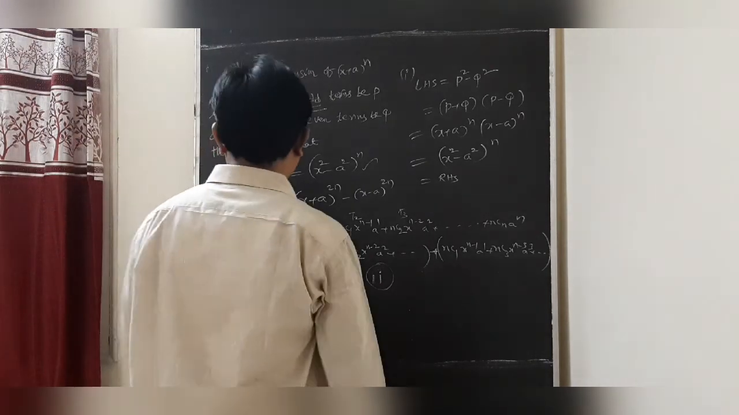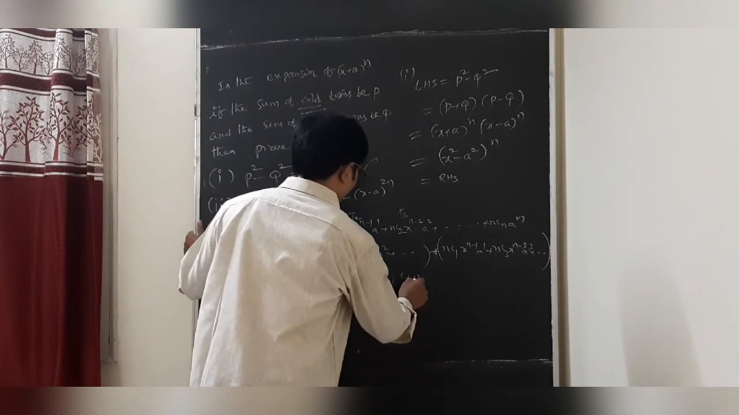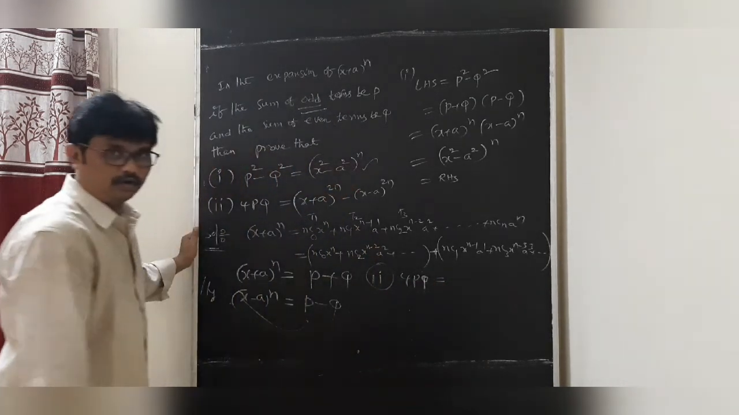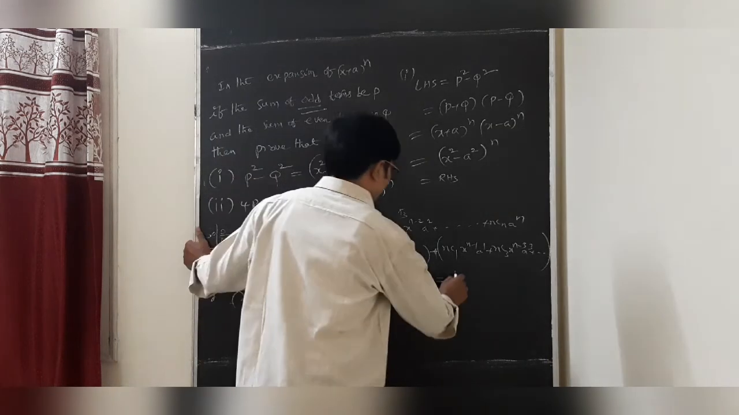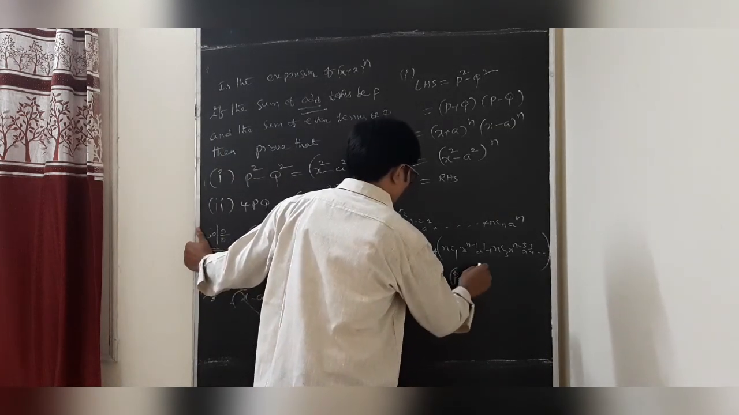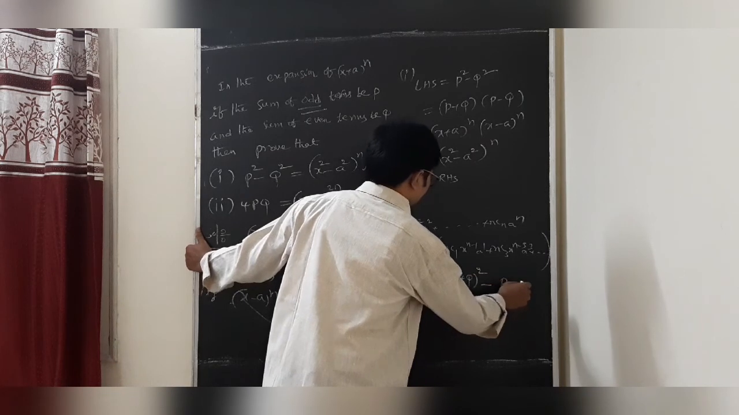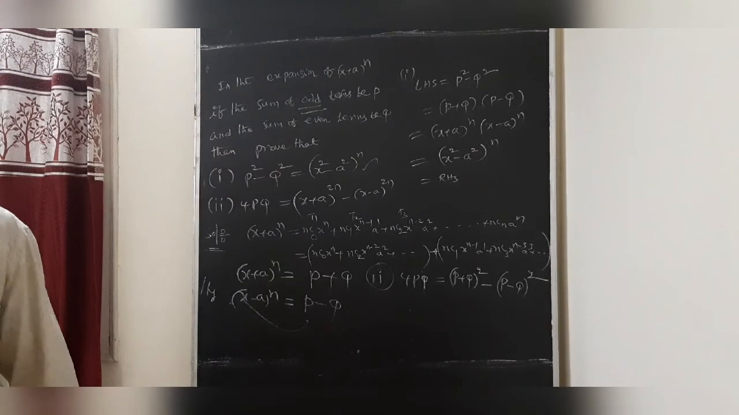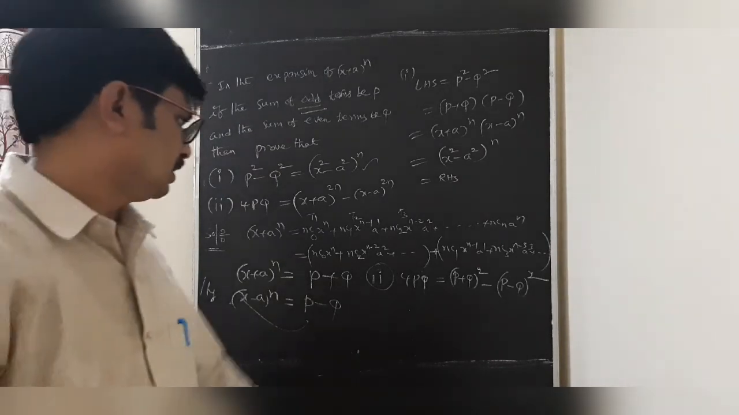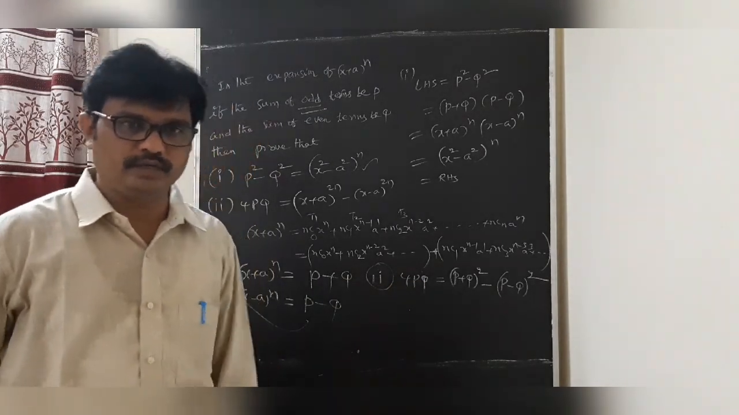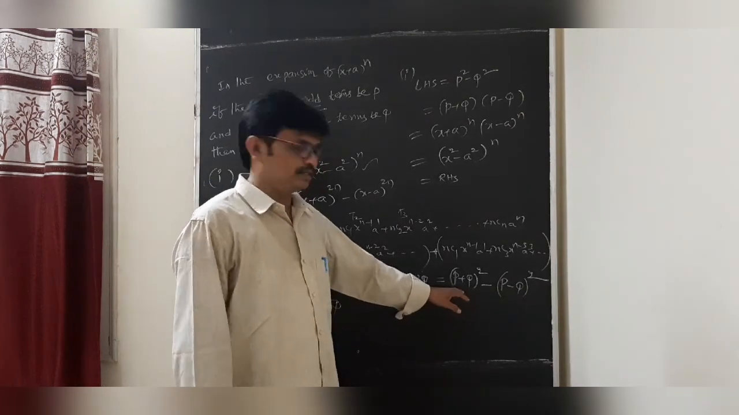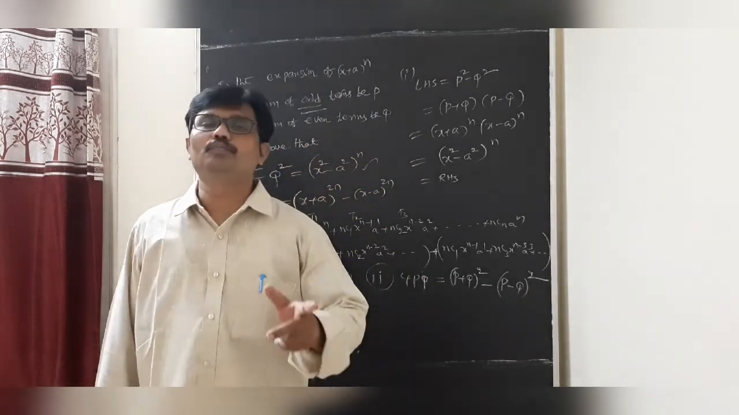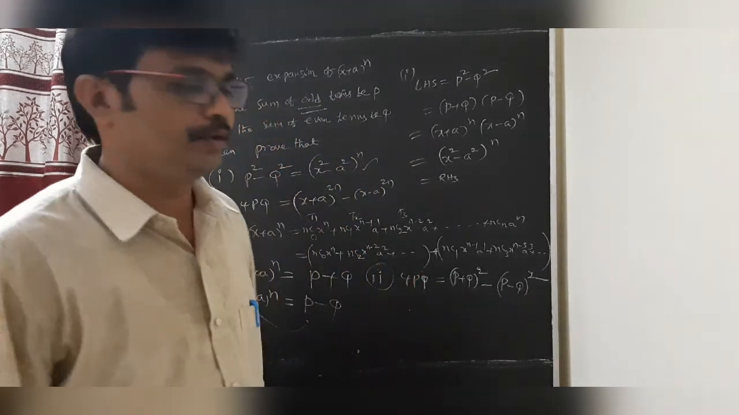Dear students, now the second question is there, 4pq. How can you write 4pq? (P plus q) whole square minus (P minus Q) whole square. What is it? (a plus b) whole square is a square plus b square plus 2ab, this is a square plus b square minus 2ab. Minus of minus, plus 2PQ plus 2PQ is 4PQ.